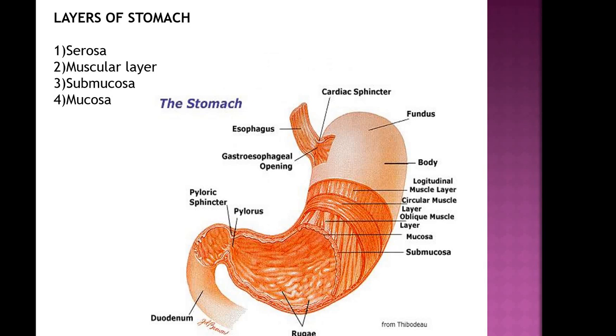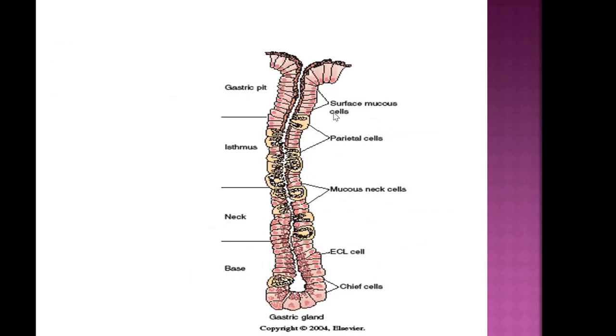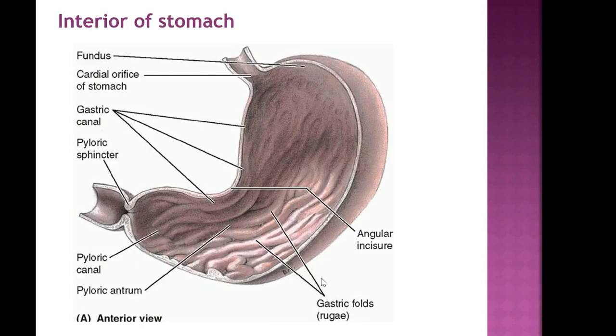The outer layer, the serosal layer, is derived from the peritoneum. The epithelium of the stomach has gastric glands, formed by deepening of the epithelium. The gastric gland contains surface and neck mucous cells, parietal cells, and chief cells. The parietal cells, or oxyntic cells, secrete hydrochloric acid, and chief cells secrete pepsin. Then we will study the interior of the stomach.